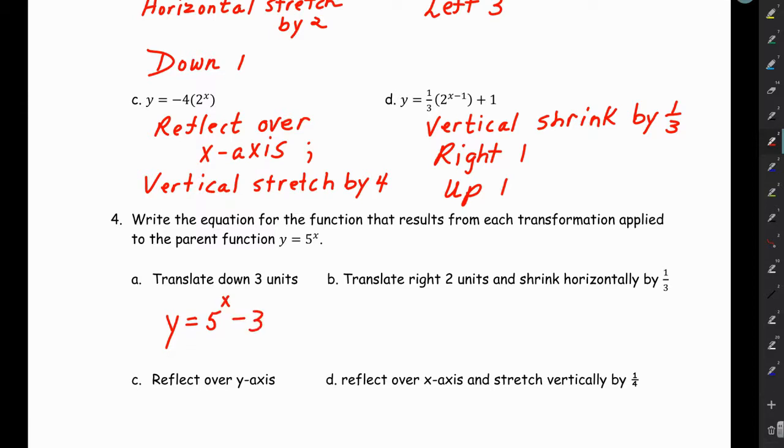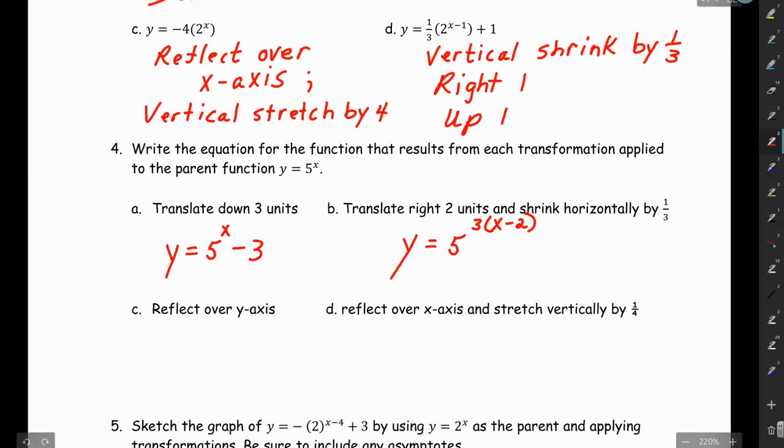This time we're moving the function 2 units to the right, and we have a horizontal shrink by 1/3. So that's going to be y equals 5. The horizontal shrink by 1/3 means we have a 3 in front of the x. We also are moving the function right 2, so we have a 3 in front of the x minus 2. Make sure you use parentheses with that one.